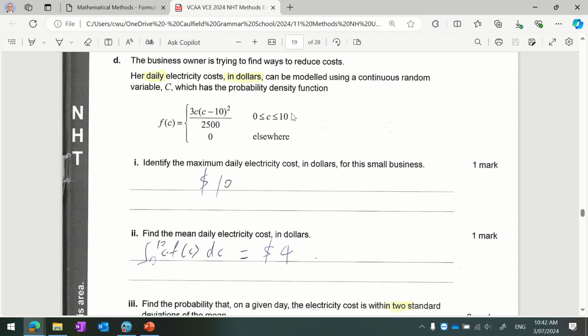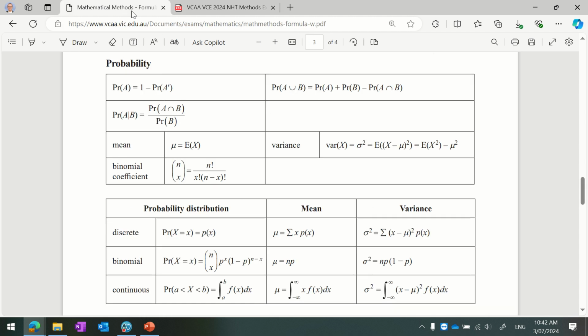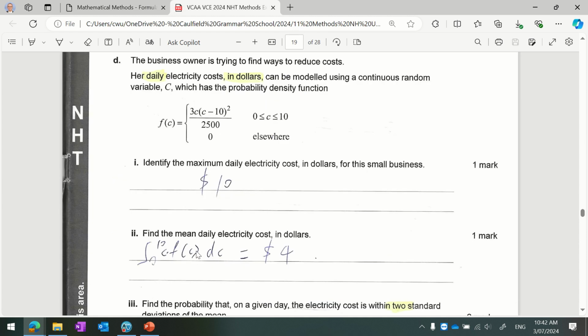And the mean, if you ever forget how to calculate the mean of a continuous random variable, again, it's in the formula sheet. We are doing continuous right here, and the mean is right here. So you integrate from the left of the domain to the right of the domain, and then you take the variable times the probability density function. And that's what we did here. We're just gonna do this on the calculator.